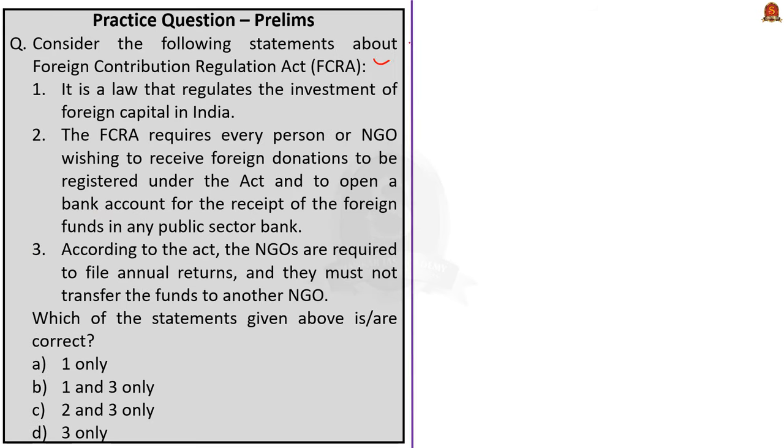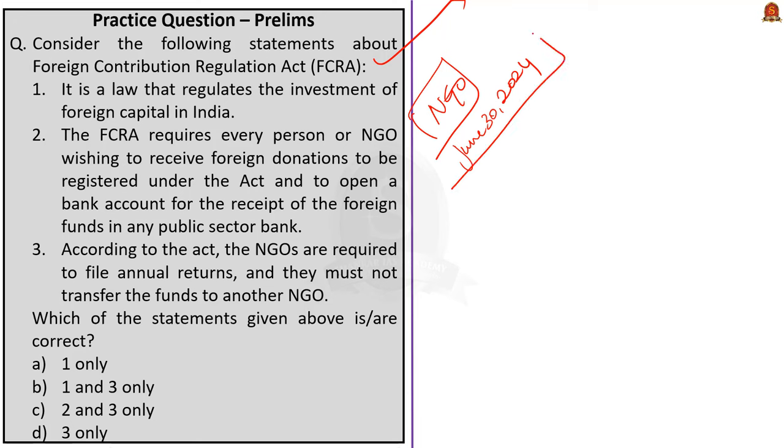Look at this question about FCRA. See, recently the Union Home Ministry extended the validity of the FCRA registration of non-governmental organizations, that is NGOs and associations, till June 30 of this year. See, this arrangement has been made since the applications received could not be processed within the stipulated time frame. This was in news, and consequently this question has been asked.